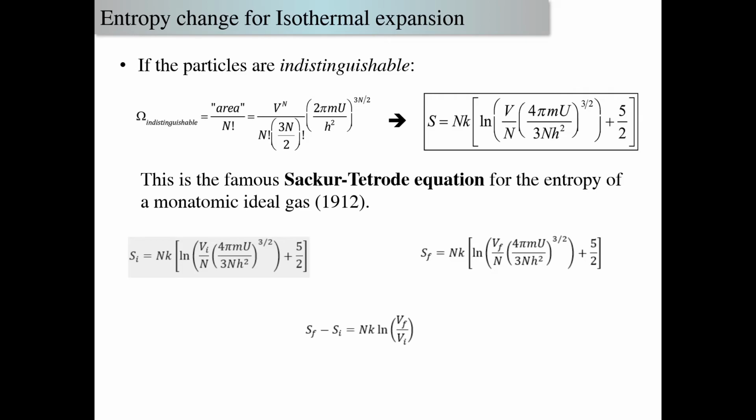And when we subtract the initial from the final, those constant terms just cancel out. So we end up with a positive change in entropy because our final volume is larger than our initial volume. So we're taking the natural log of a number greater than 1, which is always positive. So we have a positive change in entropy for our isothermally expanding gas.